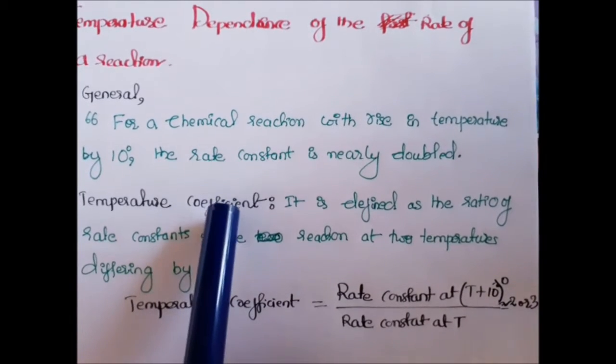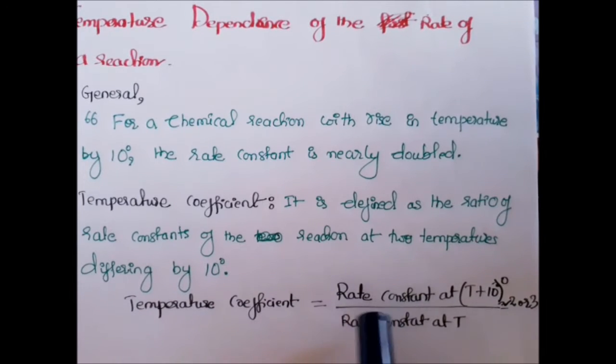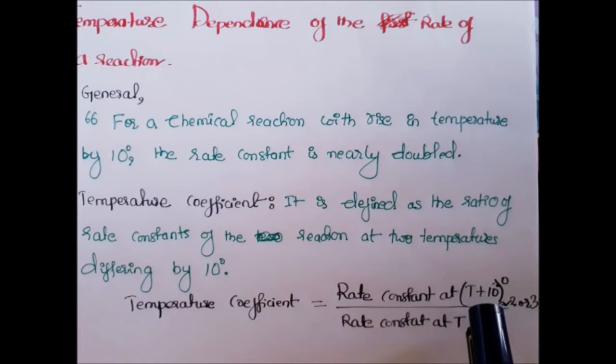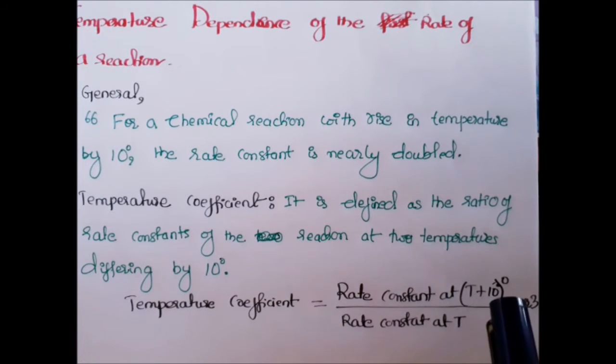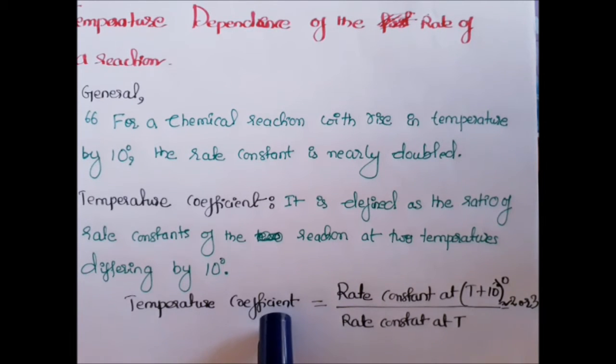Now the temperature coefficient is the ratio of rate constants at two different temperatures differing by 10 degrees. So the temperature coefficient is the rate constant at T plus 10 degrees divided by the rate constant at T. This value will be approximately equal to 2 or 3. So this is what the temperature coefficient is.